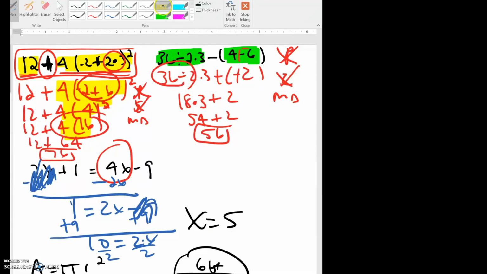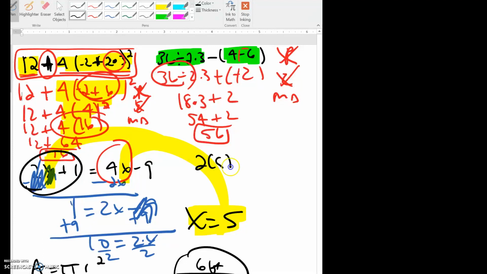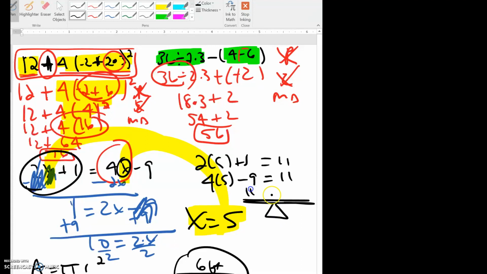So what I want to do is substitute that answer back in where the x is on both sides. If I do that on this side, I get 2 times 5 plus 1. And again, you can just enter that in a calculator. When I do that, I get an answer of 11. And then I'm going to enter it over here. So 4 times 5 is 20 minus 9 equals 11. So what I know about my equation here is that both sides are balanced, just like chemistry. This side's 11, that side's 11. So I know this is right. There's no doubt in my mind.